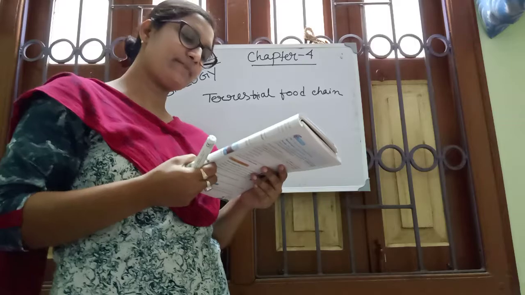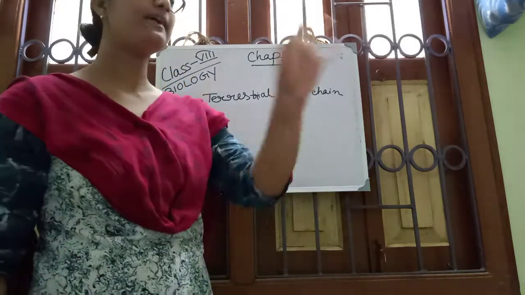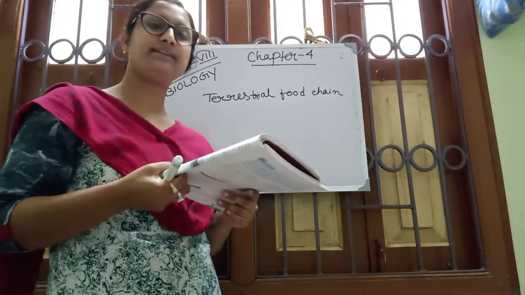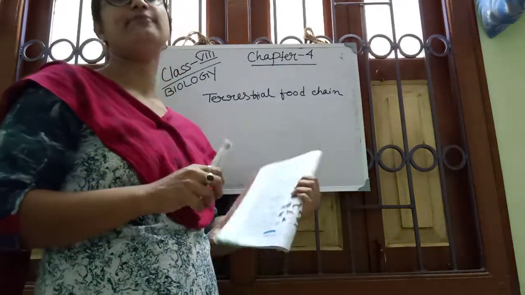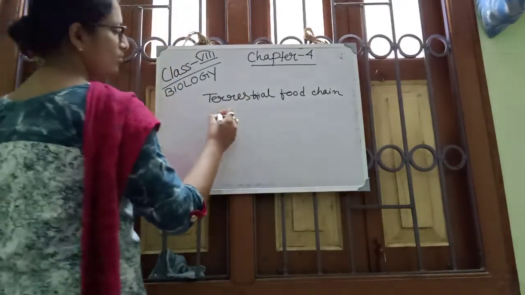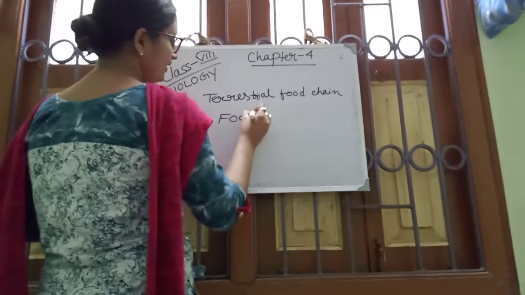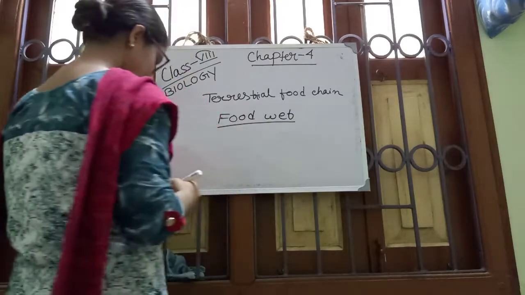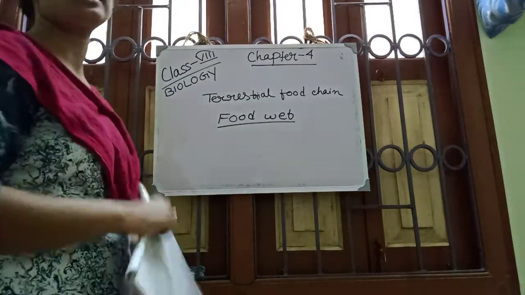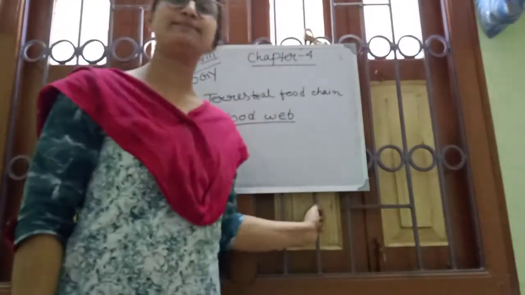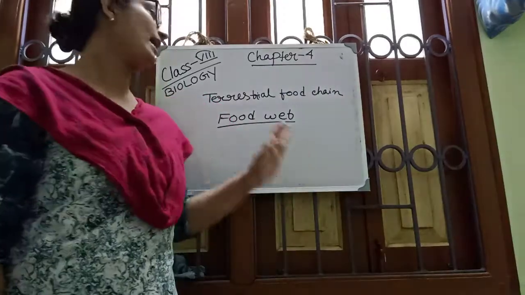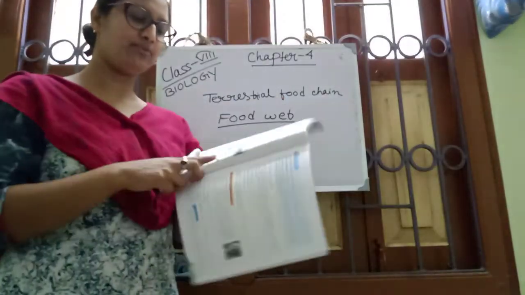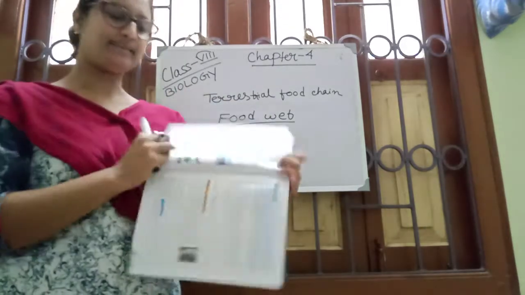In an ecosystem, several food chains are formed, and these food chains are interconnected with each other. These are called a food web. Many food chains are there, and they are connected to each other to form a food web. Here is one example of a food web.